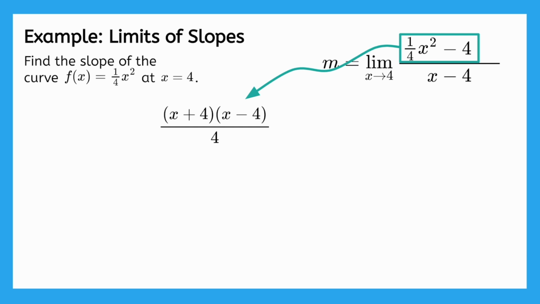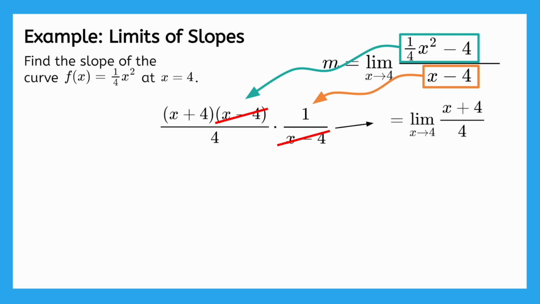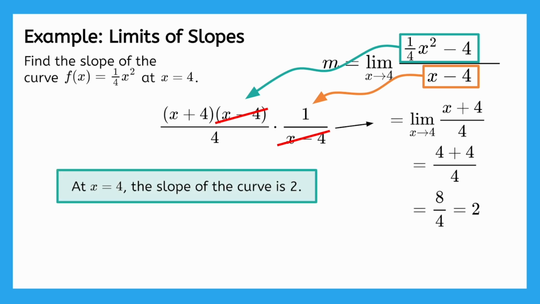Ah, there it is. There's a factor we can cancel. And you'll notice that it's the factor where substituting 4 would result in 0. So with that gone, direct substitution should work now. As expected, we get that the limit of the slope between these points as x approaches 4 is 2, meaning at x equals 4, the slope of the curve is 2, just like we predicted earlier.